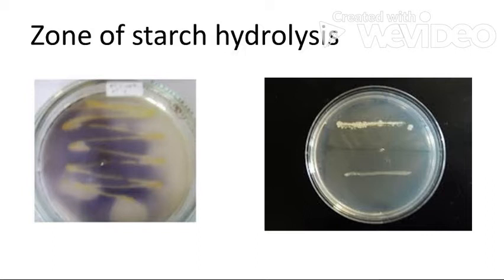So here, this Petri plate is flooded with iodine. Where you are not able to find the blue color, the starch is already hydrolyzed. Where you find the blue color, the starch is still present. So the colonies that do not produce blue color are known as amylase producers.